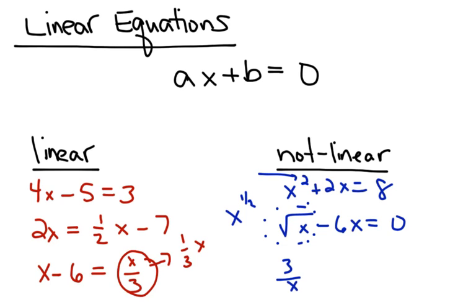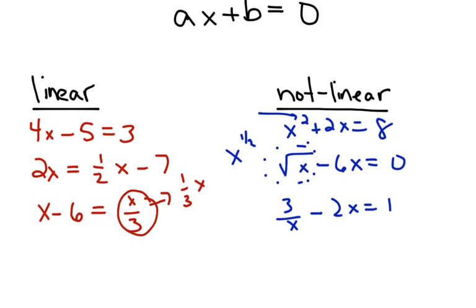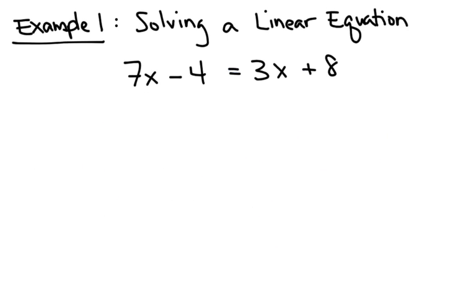3 over x minus 2x equals 1. Not linear, because 3 over x is the same as 3x to the negative first. Remember, in order to be linear, the only exponent of x has to be 1. If there are any other exponents of x, it's not linear.